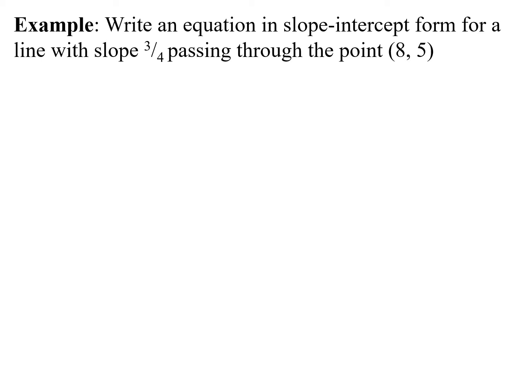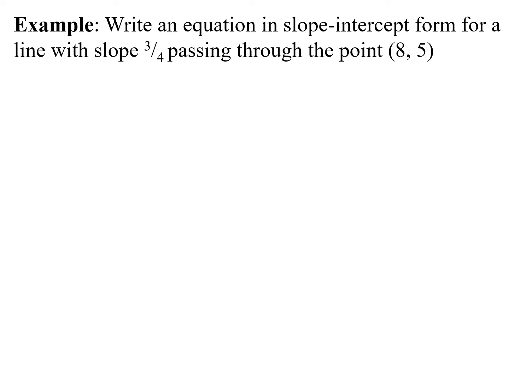Next example, let's go ahead and write an equation in slope-intercept form from a line with slope 3/4 that passes through the point (8, 5). Now this would be useful so that we have an equation of the line. Remember that in order to graph, all we need is a starting point and a slope.